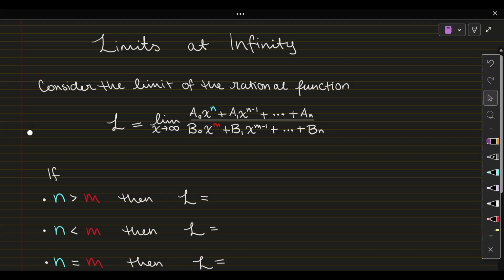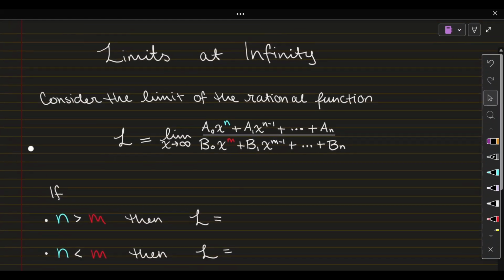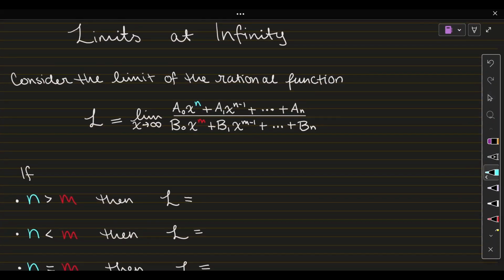Okay, in this video I want to talk briefly about horizontal asymptotes. These are limits at infinity of rational functions. So in general, these have the form a naught x to the n plus a1 x to the n minus 1 plus dot dot dot all the way down to an, and then over another polynomial b naught x to the m plus b1 x to the m minus 1. So this is just a very general form for something that looks like this.